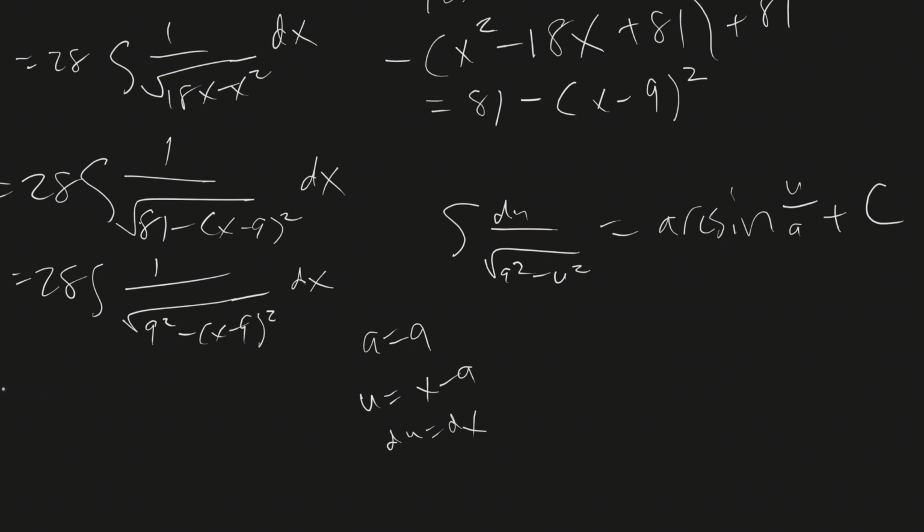This means that we can substitute an arcsine of u over a, which is x minus 9 over 9, plus c. This is the final answer.